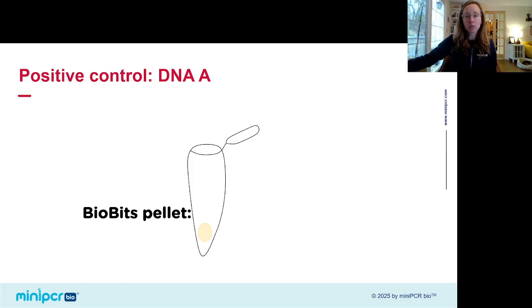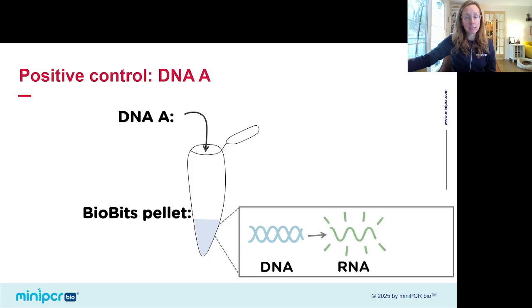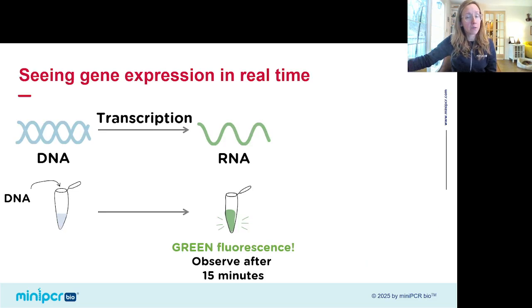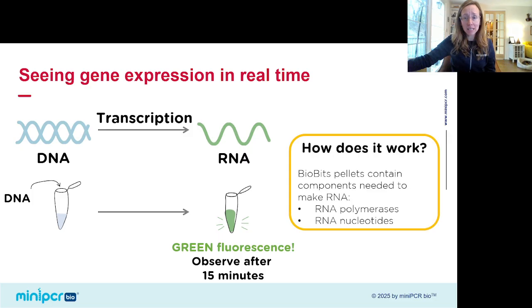We added a special DNA that we engineered called DNA A to tube 2. When we add DNA A to a BioBits pellet, it is going to produce green fluorescent RNA and red fluorescent protein. So when we look back at this tube in about 15 minutes, that's enough time for transcription to have occurred. So we should see green fluorescence in any tube where we have added DNA A. How is it that that can happen? As I told you at the beginning of this presentation, BioBits pellets contain all the components cells use to make proteins, which include the components they use to make RNA. So RNA polymerase, RNA nucleotides.